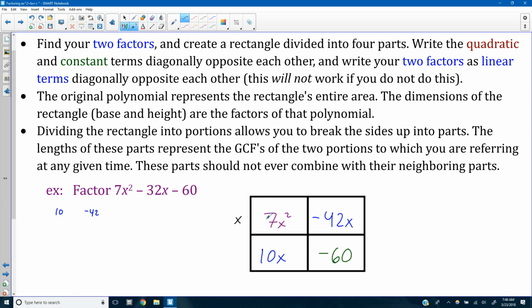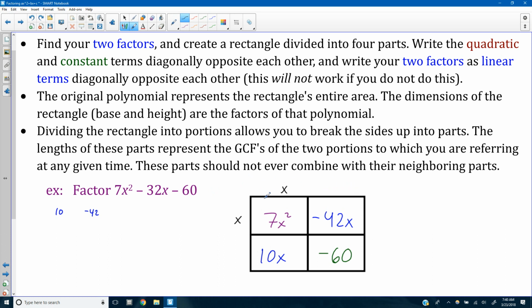If I have an x squared and these two terms have x's, then these two portions of these sides need to have x's. I need this to have an x to help me with this value here. I need to have an x that will help me with this value here. Okay? And those x's can't leak into this negative 60 at all. So as you can see, these values won't have x. These parts should never combine with their neighboring parts. I shouldn't have an x right here, otherwise these would combine.